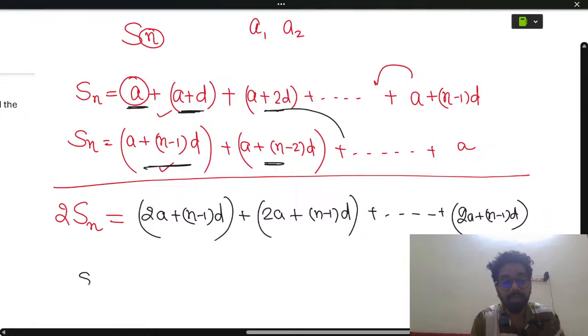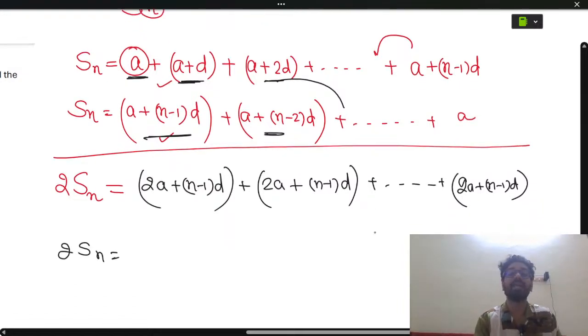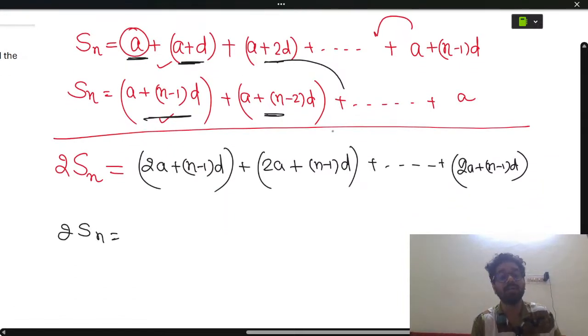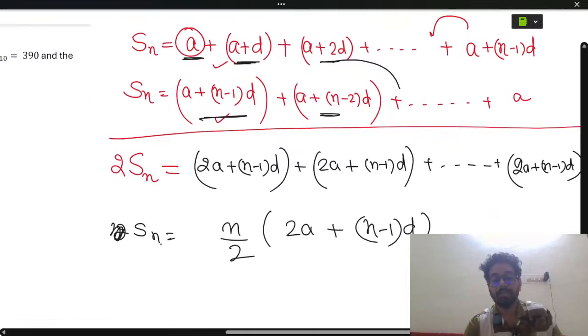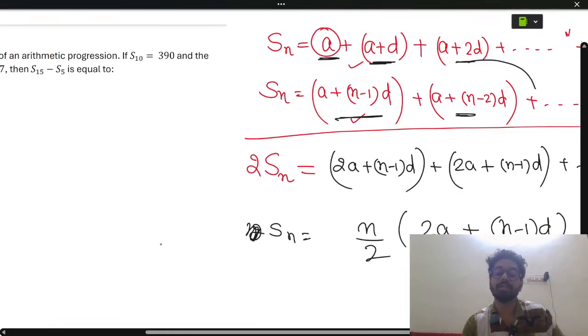So from here we can say 2 times Sn is, now this same term comes n times, because n terms are added. So n times (2a plus (n minus 1) into d), and divide this whole thing by 2. That's all. Alright, my friends, so this is the formula. That's how we can write it down.